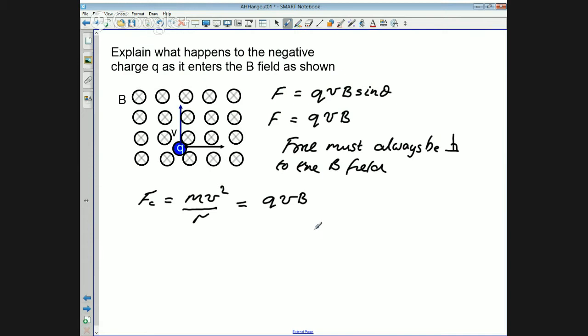Now, this is the basic ingredient for doing lots of problems with magnetic field and circular motion. One of the questions you might get asked is, can you work out the radius of the orbit in this particular magnetic field? Well, we can, because we've got mv squared upon r equals qvB. So a little bit of cross multiplying, and we have the following: mv squared equals qvBr.